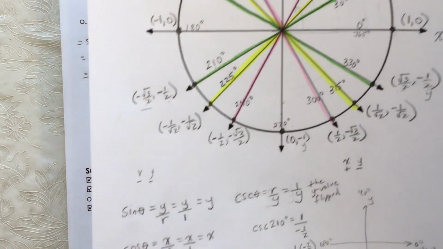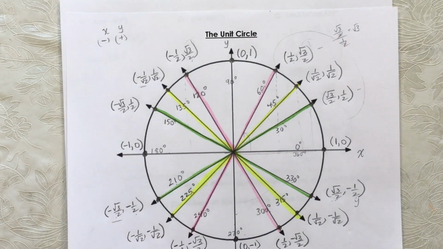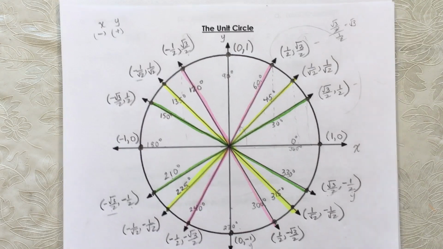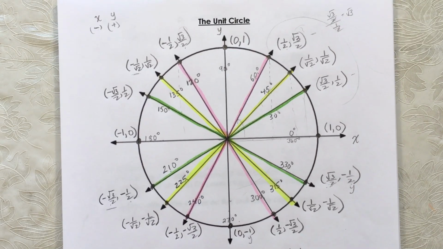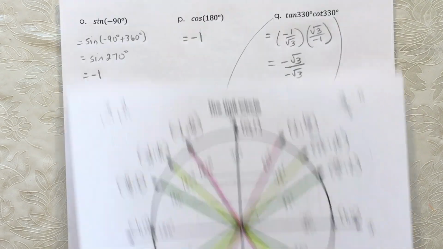Okay, and then the other thing we have to know is, if we're given an angle that's not on the unit circle, how to either add 360 or subtract 360 to get it onto the unit circle, so we know where it would be. All right.